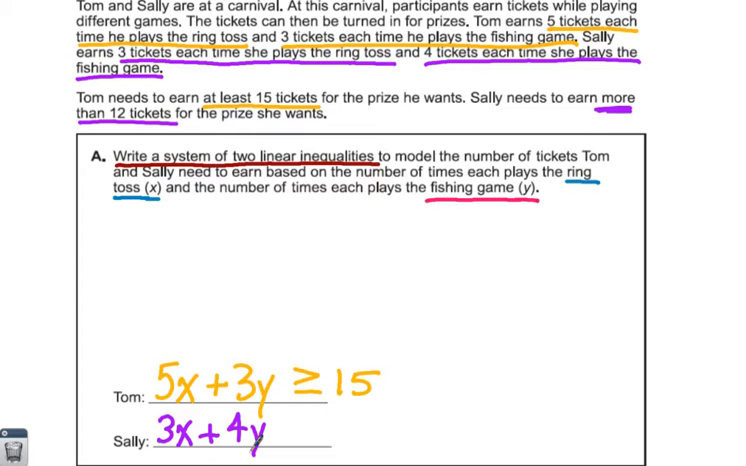So think to yourself, could she get exactly 12 tickets? No. She needs to be more than 12, which is going to be strictly greater than. It wouldn't make a lot of sense to have that symbol be greater than or equal to 12, because we don't want to be equal to 12. We want to be only more than 12.